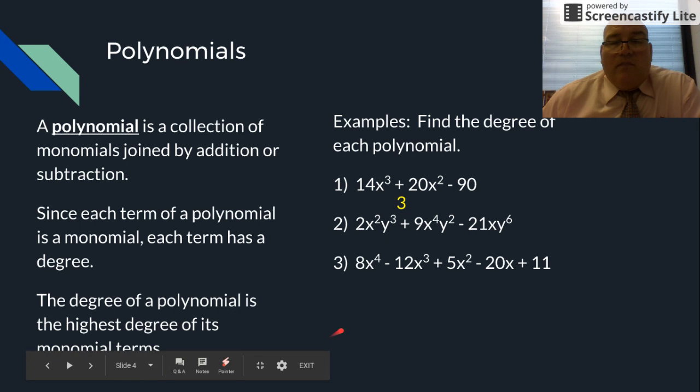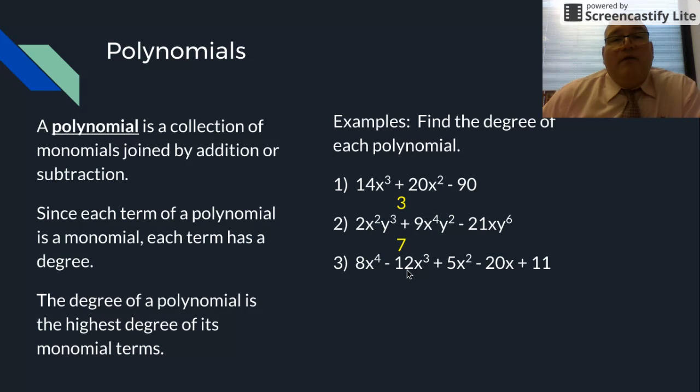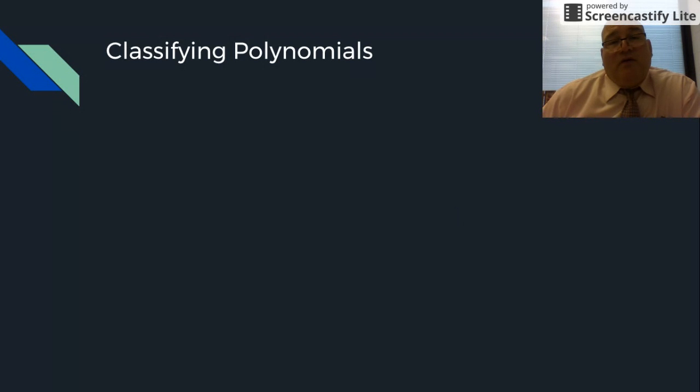In number 2, the degree of our first term would be the sum of 2 and 3, or 5. Here it would be 6, and the final one would be 7, because we'd add the 1 and the 6. So therefore, the degree overall is 7. In our last one, the degree of the first term is 4, second term is 3, then 2, then 1, then 0. So the overall highest power is 4.